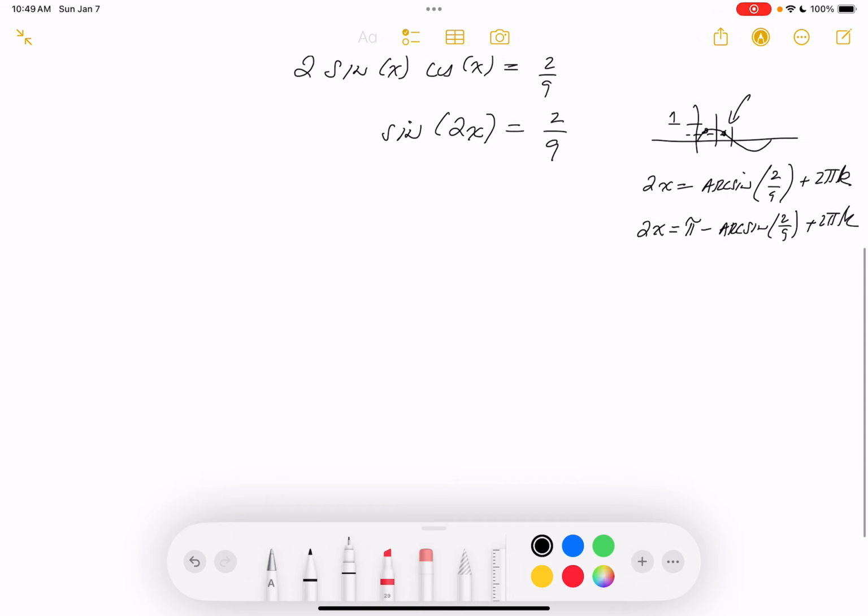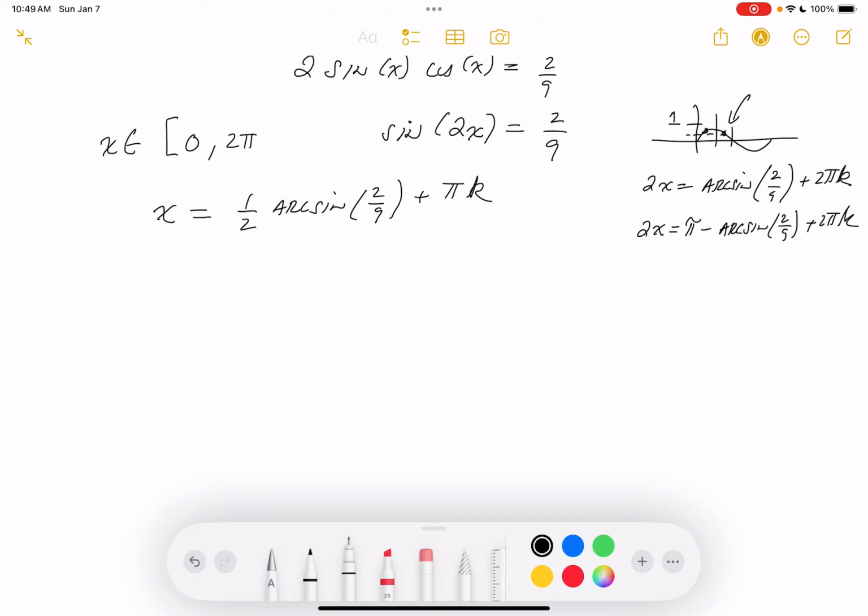So what I'm going to do is divide through by 2, because I want to find out what x is. So x is going to be equal to 1/2 arc sine of 2/9 plus pi k. I want to point out that x is some number between 0 and 2 pi. All right, so I'm going to start writing down the solutions now.